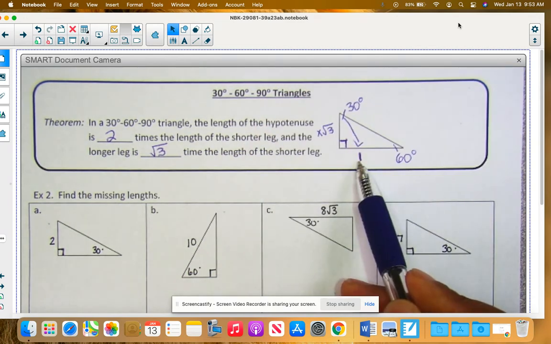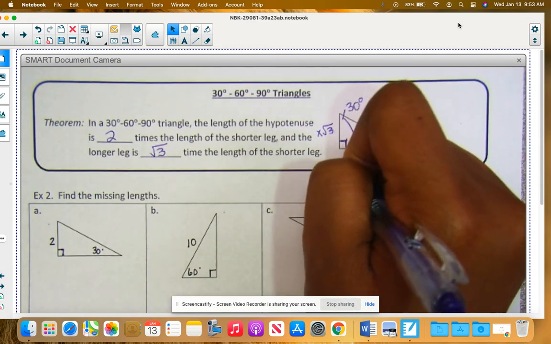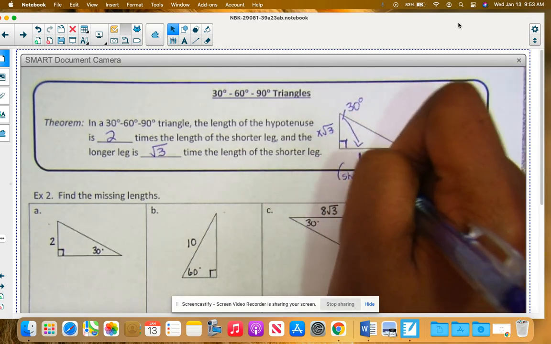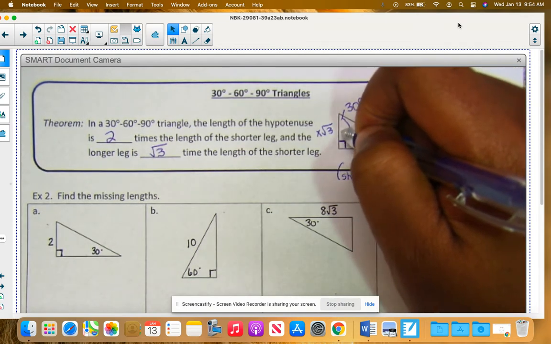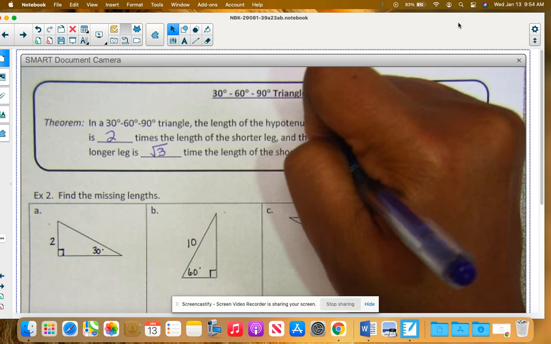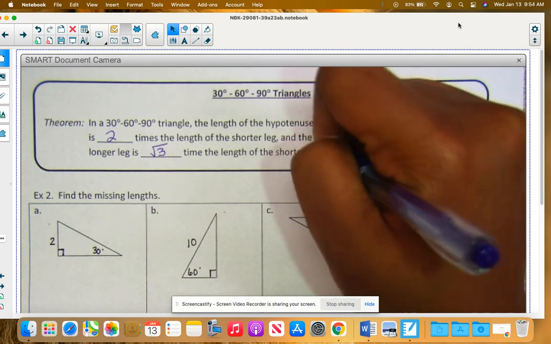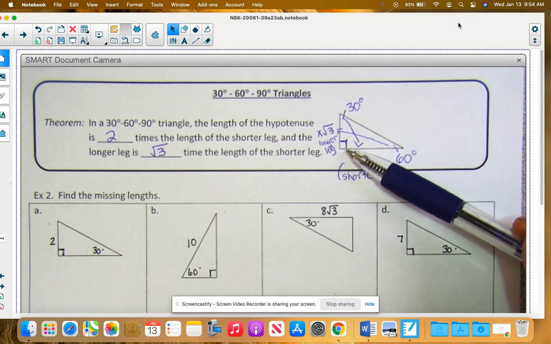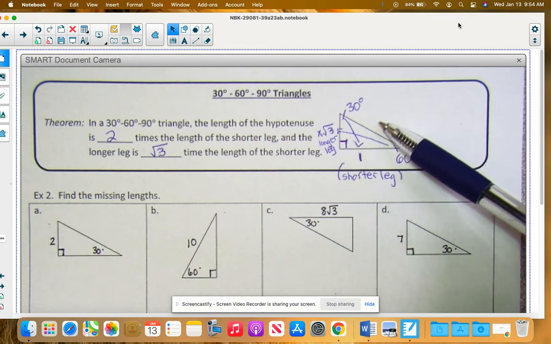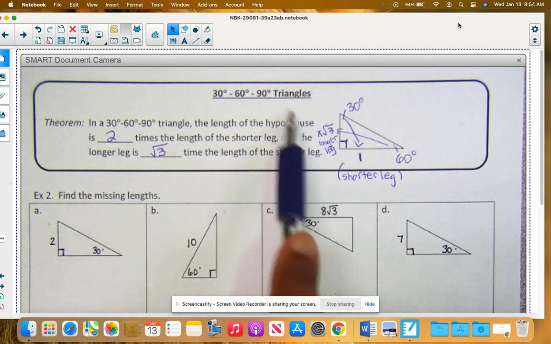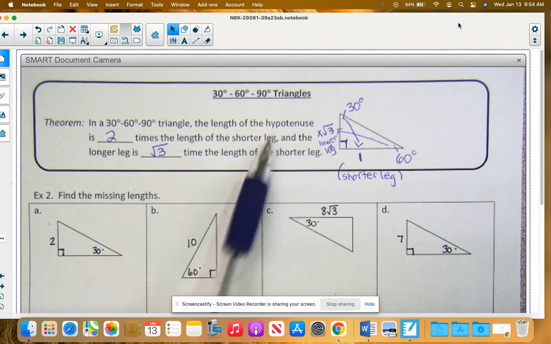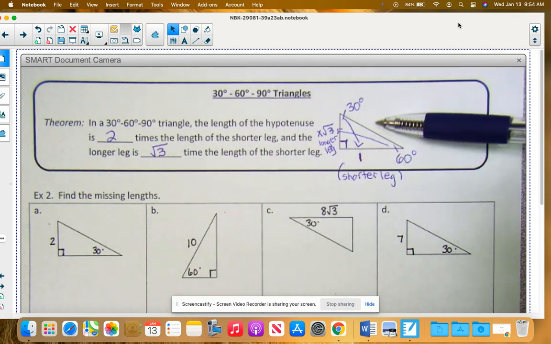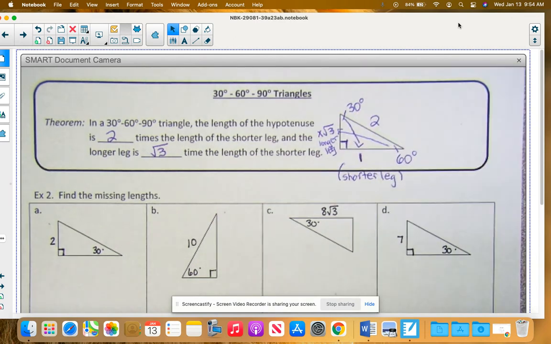So 1 is the shorter leg. I'm going to label that shorter leg. And across from 60, if I draw an arrow directly across from there, that is going to be our longer leg. And we know directly across from our 90-degree angle is our hypotenuse. And according to our theorem here, it says the length of the hypotenuse is 2 times the length of the shorter leg. If the shorter leg is 1 times 2, my hypotenuse is 2.